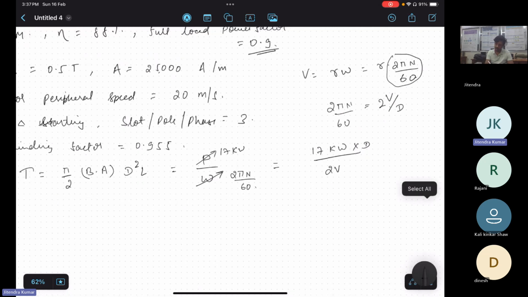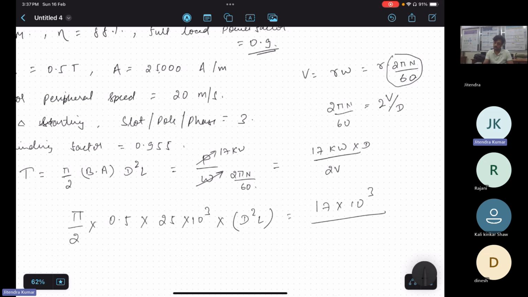So let us move ahead step by step. Pi by 2 into magnetic loading, 0.5 Tesla, electric loading, 25 kilo ampere per meter, into D square L is equal to 17 kilowatt divided by 2V into D.